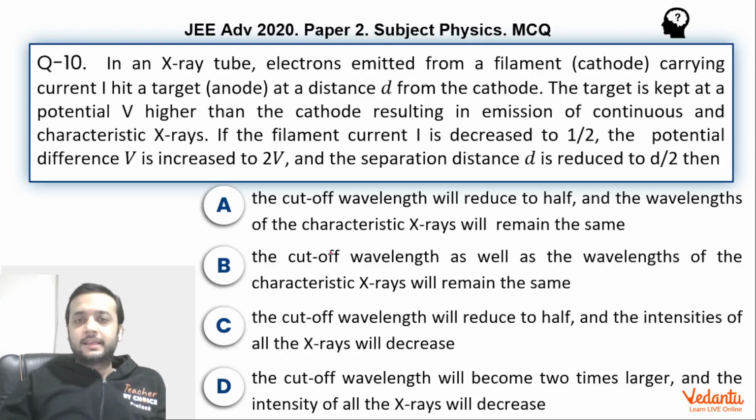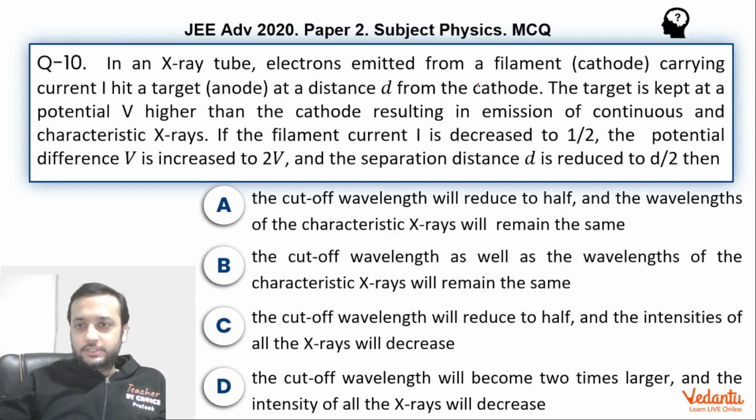Hi dear students, let's see this question that came in JEE Advanced Paper 2 Physics in the year 2020 from the topic of X-rays. This was a multiple choice correct question. Compared to other questions in Paper 2, I will say that this was fairly easy and very less ambiguous. So why am I saying very less ambiguous? That we will figure out very shortly. So let's see what is happening over here.